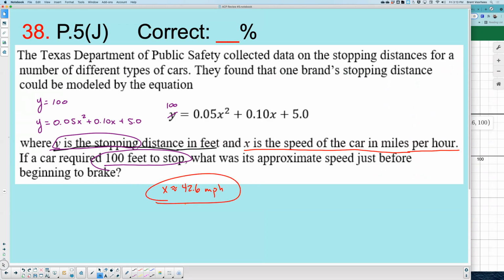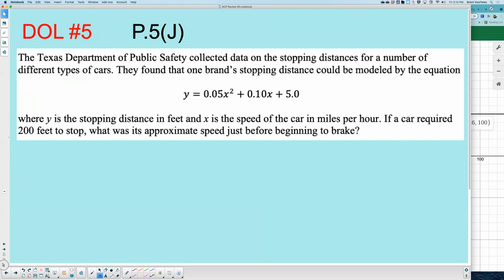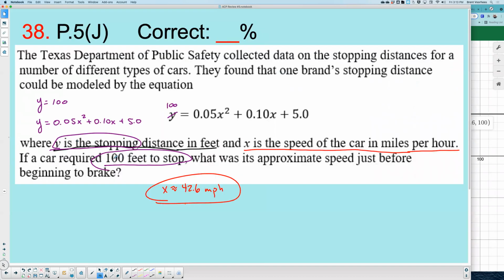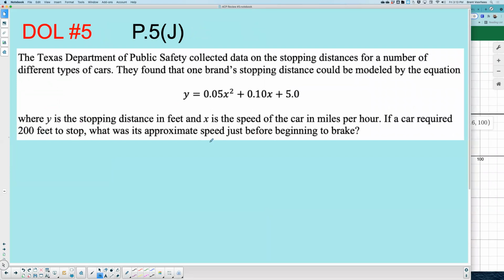So now your problem. I know in your packets, I did not write it in full sentences just for sake of space, but it's the same problem, but I've changed it now. We're now looking at a vehicle that doesn't take 100 feet to stop. What if it takes 200 feet to stop? What would be its approximate speed just before the beginning to brake? You can pause the video, and that's a wrap for day 3.